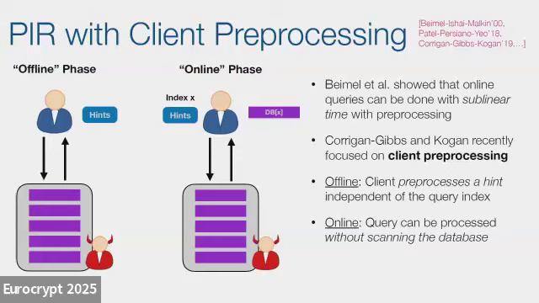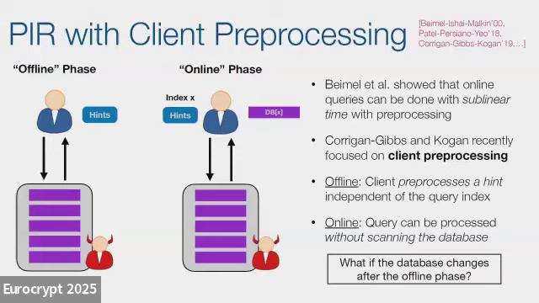And the specific question that we target in our work is what happens if the database changes after this offline phase. So the client's done some preprocessing on a specific database state, but if even one element changes in this database, it's not clear whether or not the client could use the hints from the offline phase to speed up a query at all.